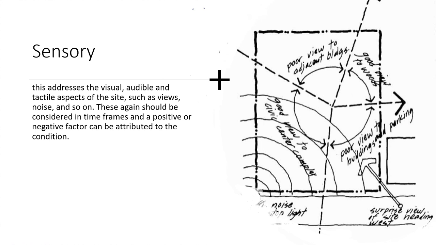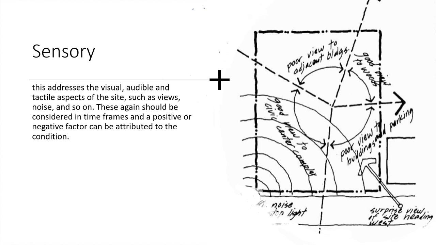These again should be considered in time frames and in terms of a positive or negative factor that can be attributed to that condition. So in my diagram here, you have to consider everything in terms of the sensory, so you know where to put which areas inside your site.